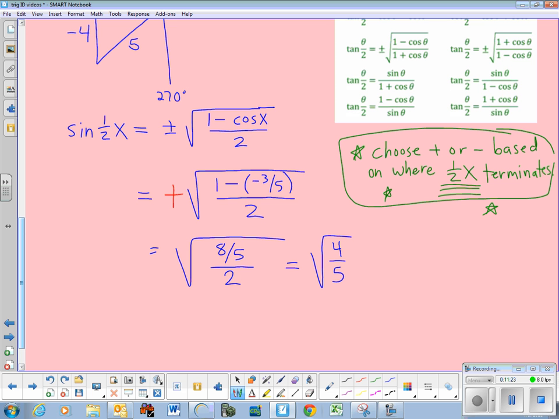And that's sort of an answer, but denominators under square roots are not entirely proper. So let's rationalize that. First of all, the square root of 4 is 2 over the square root of 5. Rationalize: 2 square root of 5 over 5. All right, so long story short, the sine of half of this angle that I have a description for is 2 square root of 5 over 5. Positive because that's where 1/2 x terminates. Half of x terminates up there.